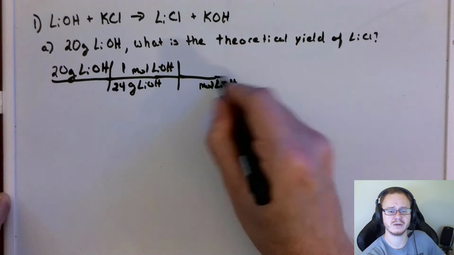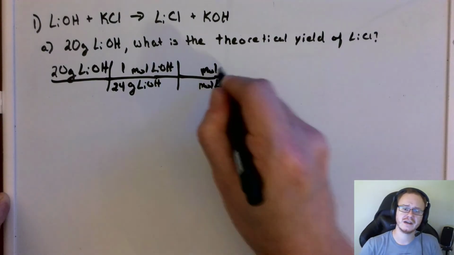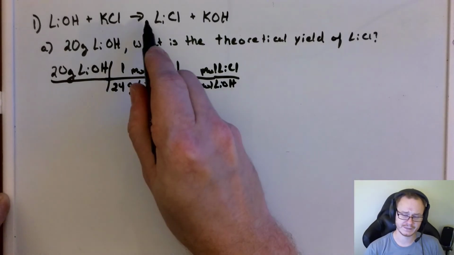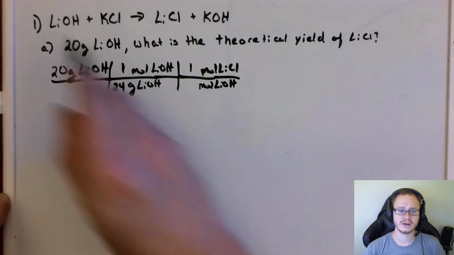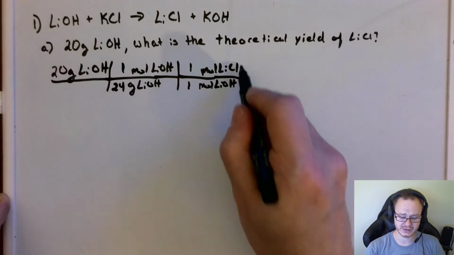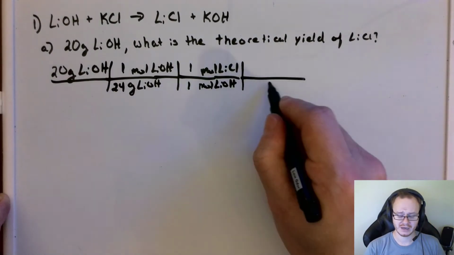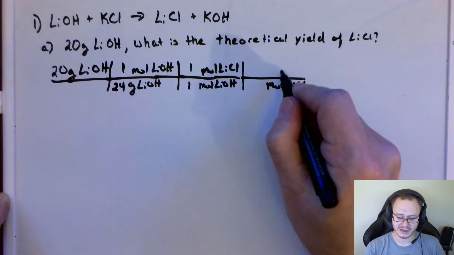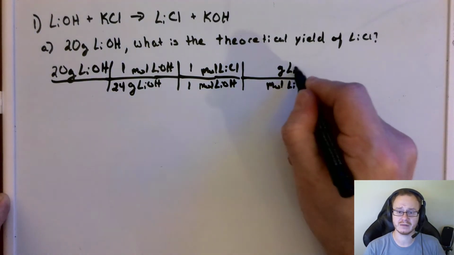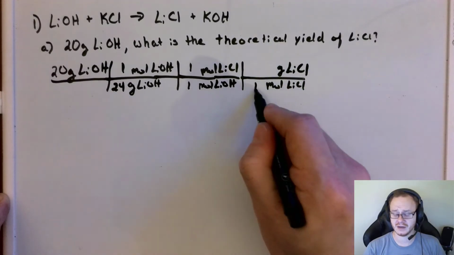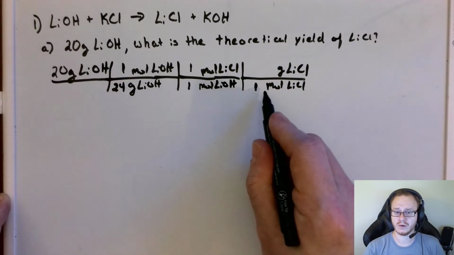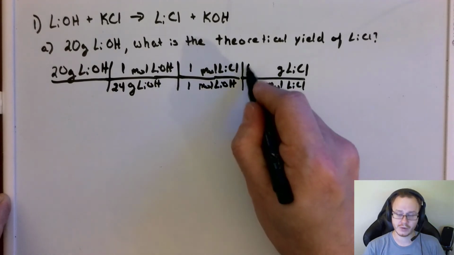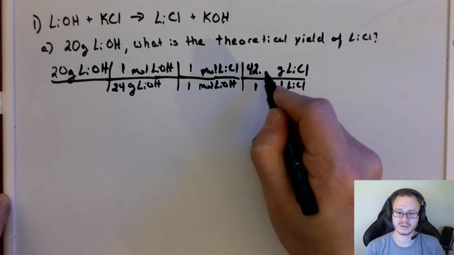Next, I will cancel moles of lithium hydroxide and convert to moles of the chemical we're looking for, lithium chloride. This is a 1-to-1 ratio from the equation itself. And then I will go ahead and cancel moles of lithium chloride and convert them into grams of lithium chloride. This is another molar relationship. 1 mole equals a molar mass of lithium chloride, around 42.45 grams.